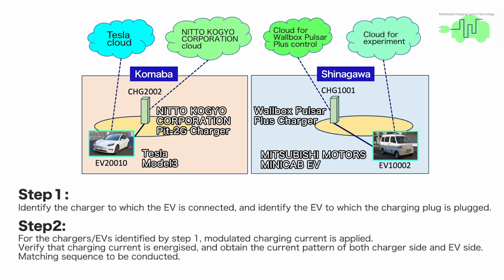In the first step, target EVs and chargers are identified. This avoids unnecessary computational processing and reduces investment in computer resources. In the second step, a modulated charging current is applied to the identified EVs and chargers, and a connection is identified.